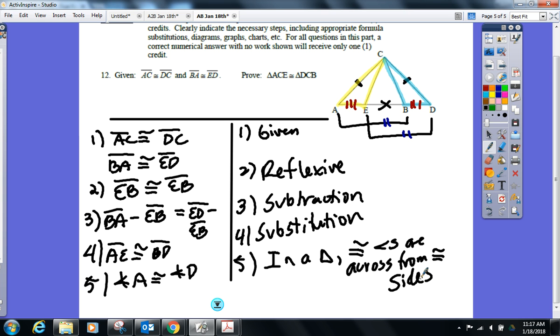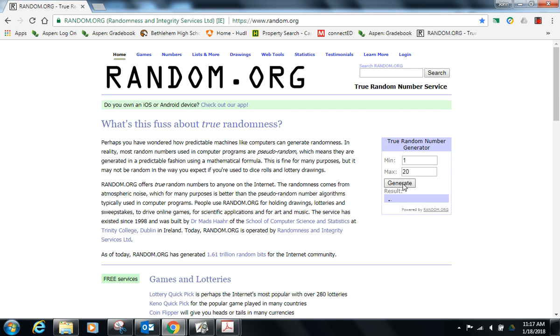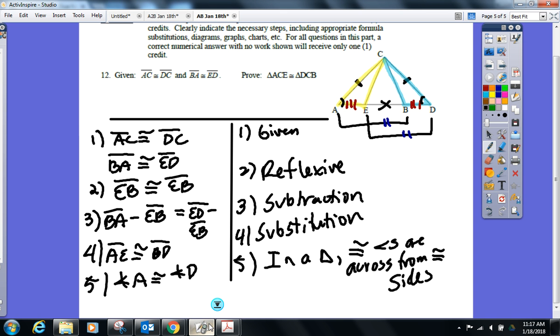And now, what method can I say the two triangles are congruent? Got a method for me to finish this proof? There you go. Side, angle, side. All right, not bad. How do we feel about that one? Not bad. Anything on this proof?